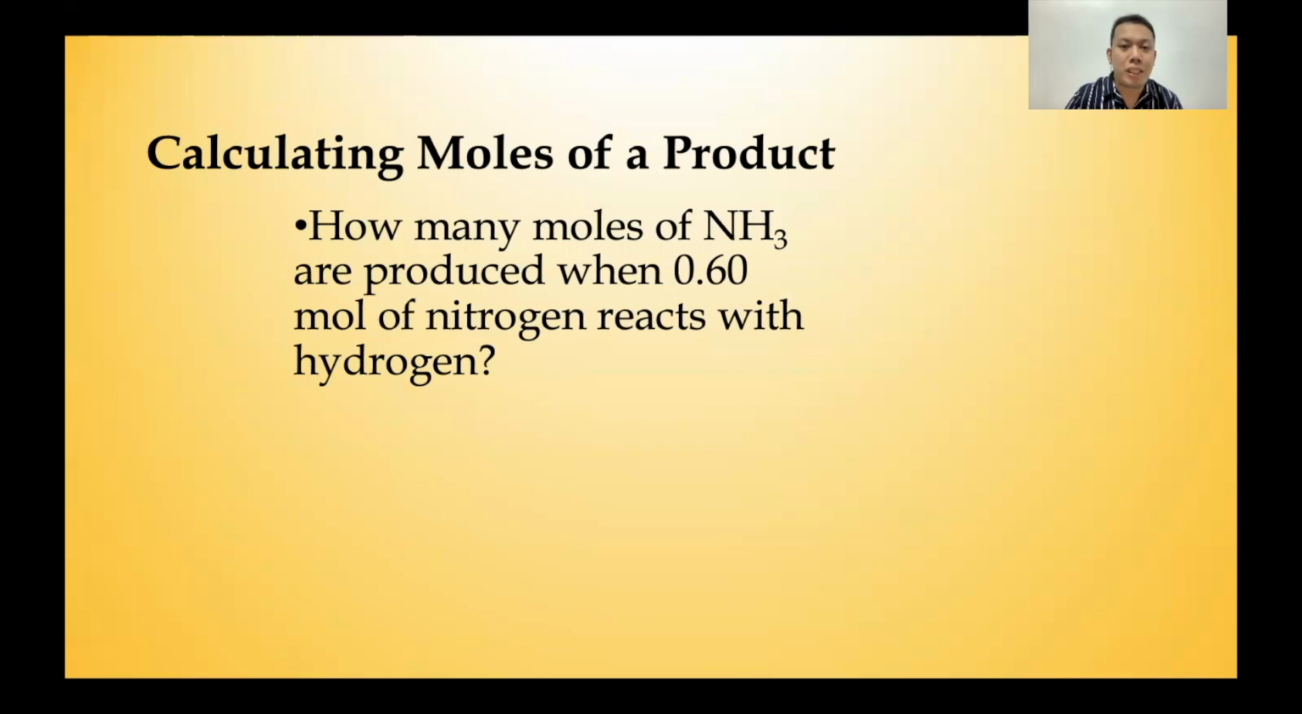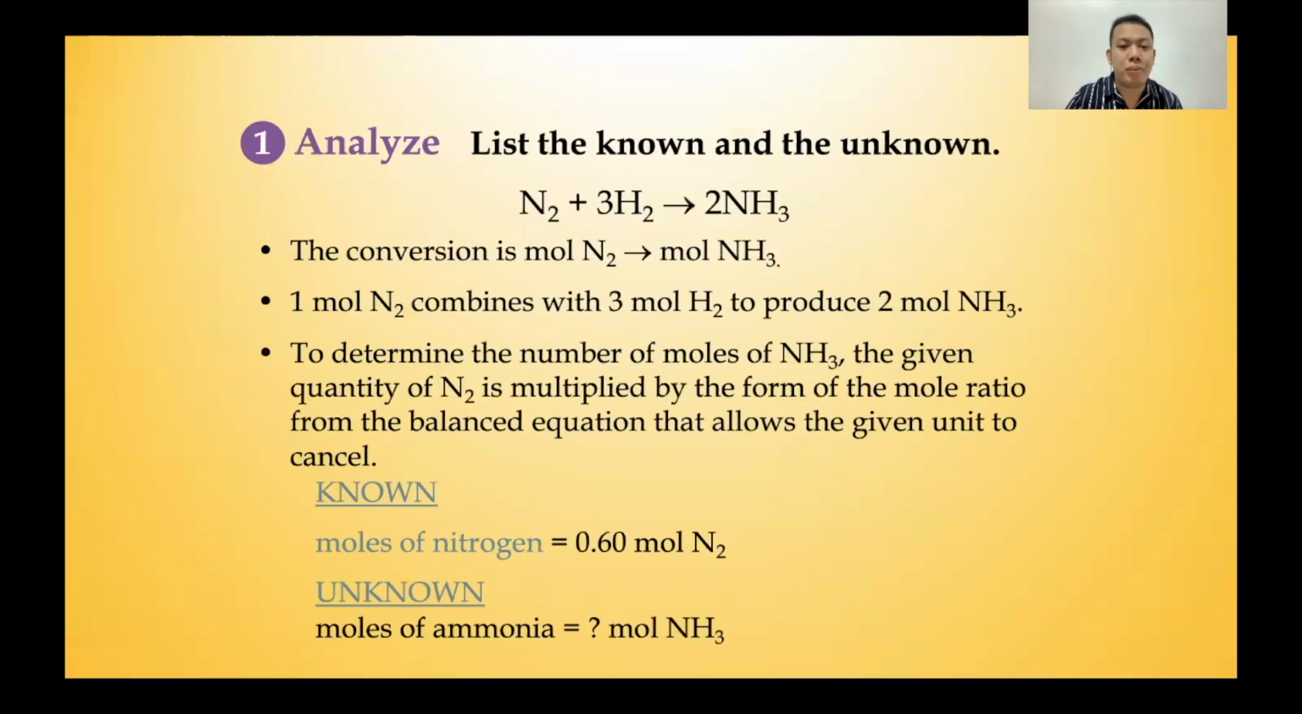Do you still remember the equation a while ago? That is the same equation in this particular problem. So first, analyze the known and the unknown. The conversion is mole N2 to mole of ammonia. So 1 mole of N2 combines with 3 mole of hydrogen to produce 2 mole of ammonia.